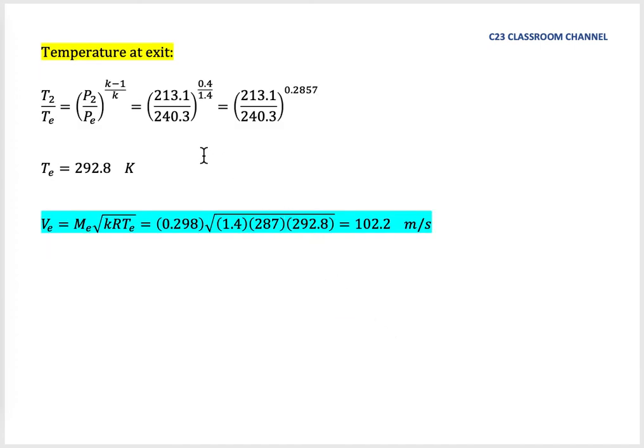Then we can calculate the temperature at exit. So we know this equation. We can simplify that T2 over T exit is equal to P2 over P exit to the power of K minus 1 over K. And we get the temperature at exit is equal to 292.8 Kelvin. Then the velocity at exit can be calculated by using this equation, Mach number times speed of sound. We substitute all the values. K is 1.4, the gas constant is 287, and the temperature at exit is already calculated here. So we get the velocity at exit is equal to 102.2 meters per second.